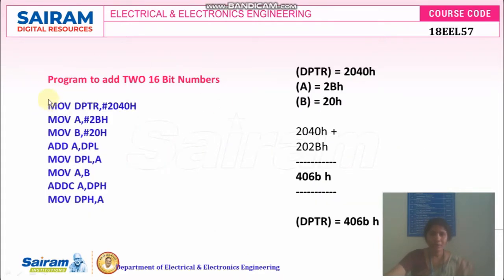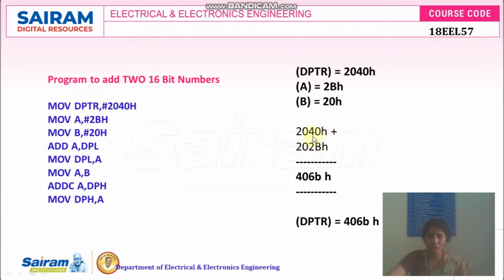This is the program written to add two 16-bit numbers. Before that we will check the manual addition. If you are going to use 8-bit numbers, you can load the data in the A register or B register or in any bank of registers. Since these are 16-bit numbers, you need a register that can store a 16-bit number, which is the data pointer. So in the data pointer you are going to store the data 2040.